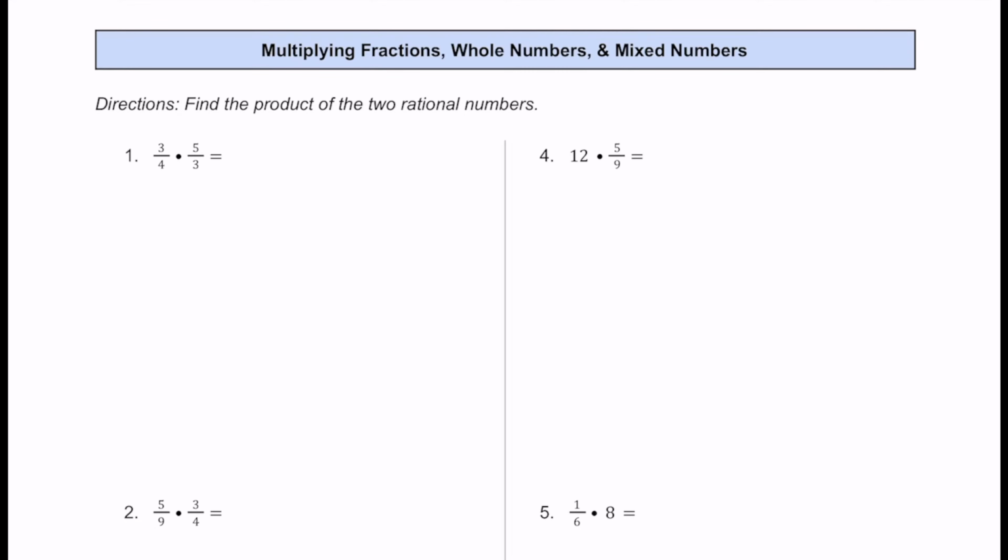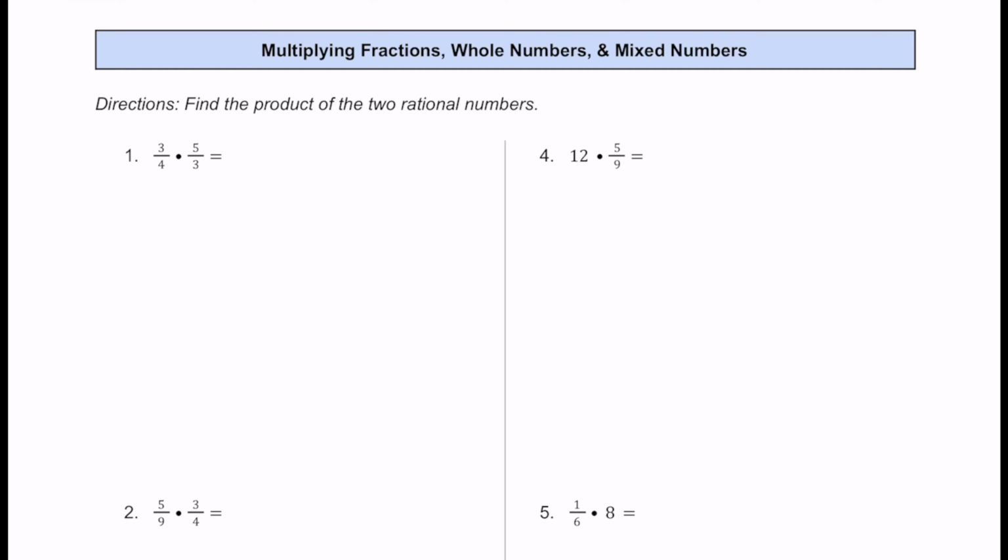Let's practice multiplying fractions, whole numbers, and mixed numbers together. For each of these practice problems, I'm going to solve them two different ways. One way, I will break the numbers down into their prime factorizations, then cross out common primes between the numerator and denominator. And the other way, I'll use cross-canceling. So use whichever method makes more sense or is more helpful to you.